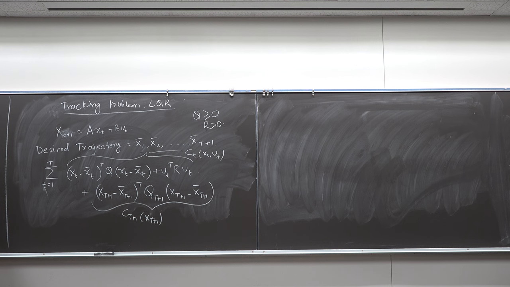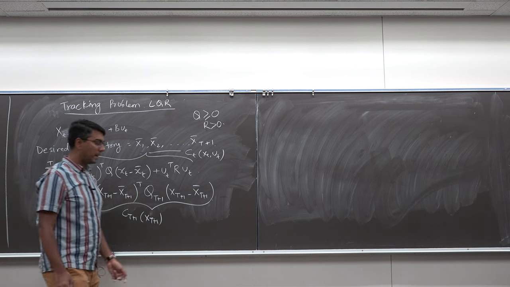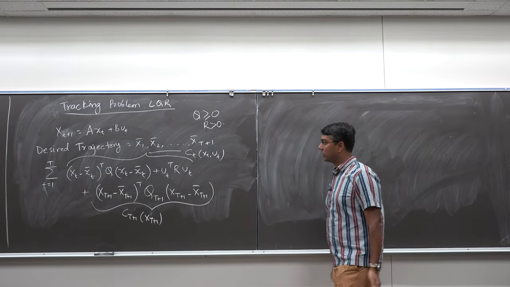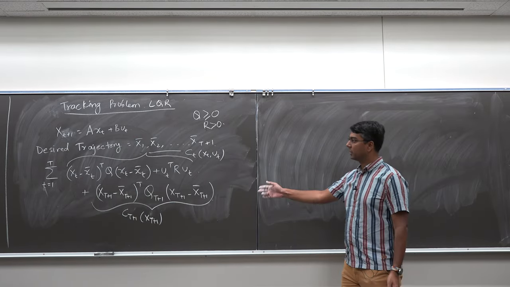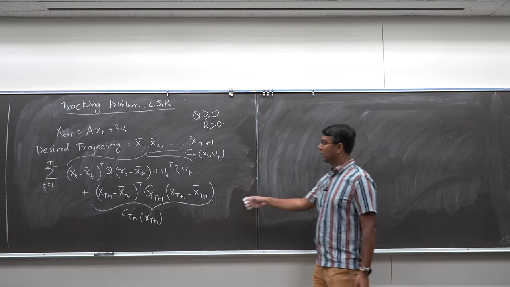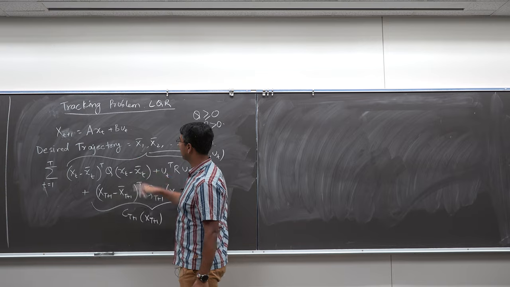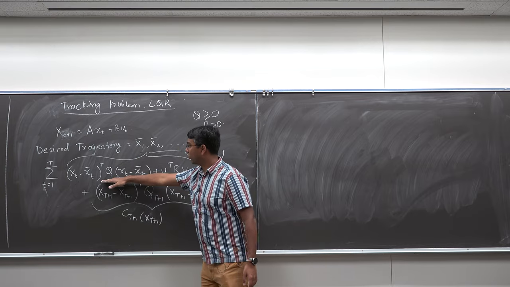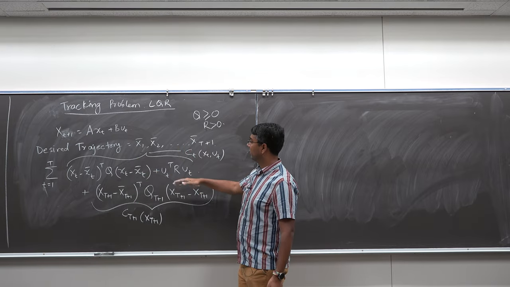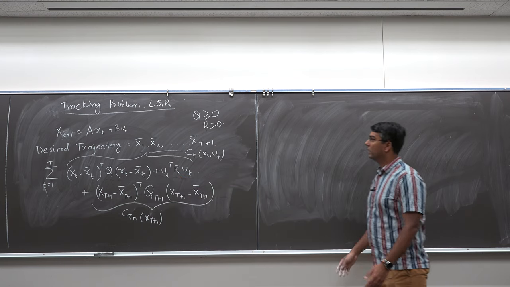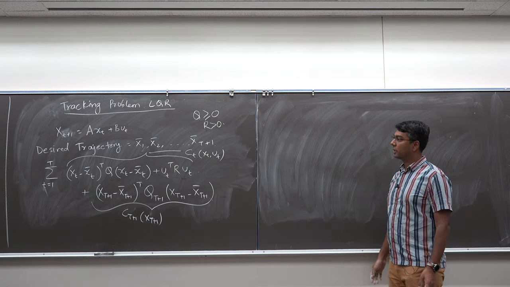objective function. So we'll solve this particular problem on Monday by hand, and we'll show how to apply the principle of dynamic programming to solve the tracking problem, the LQR. This is known as an LQR problem. So L means linear. This is a linear system. Q is the quadratic cost here, and R appears here. Okay, so you get a linear quadratic regulator problem.